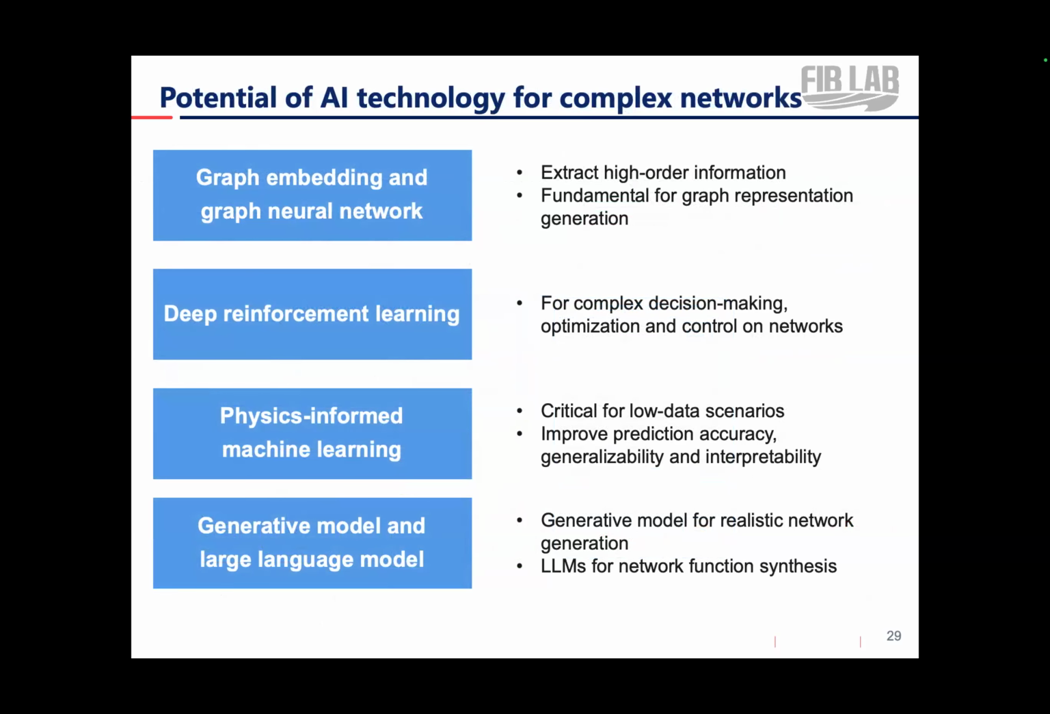So in summary, we think that AI offers powerful tools such as graph embedding to extract the high-order structure in networks, and it can also use RL for decision making and physics-informed machine learning for node data modeling, and also generative models for creation. And each will contribute uniquely to advancing complex network science.